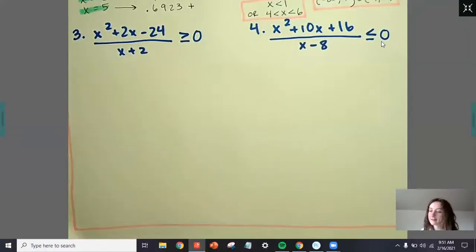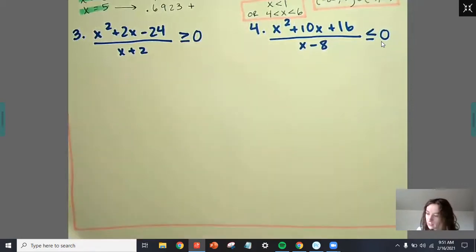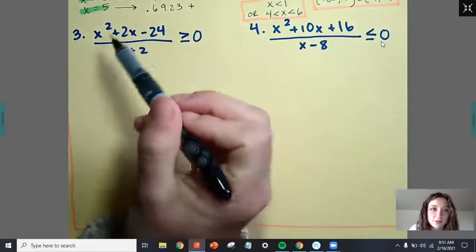Hello everyone. In this video we're going to be working on two more examples with rational inequalities. These are a little bit different just because you can't actually equal a vertical asymptote, so it's just an important thing to keep in mind when we're working with these equal to's. So let's start out the same way we did before, so just factoring.